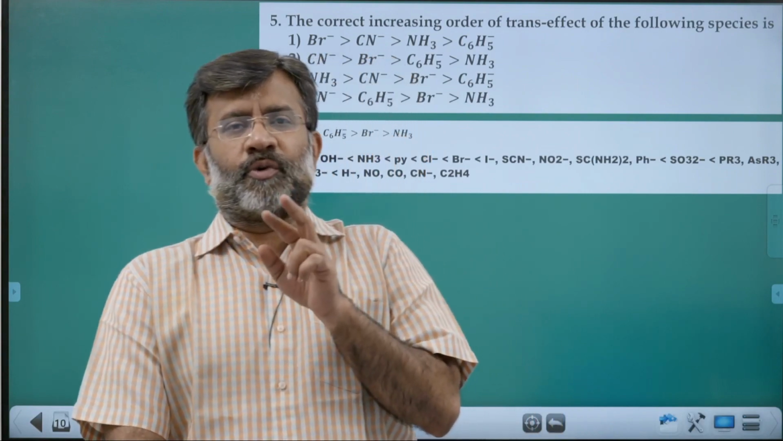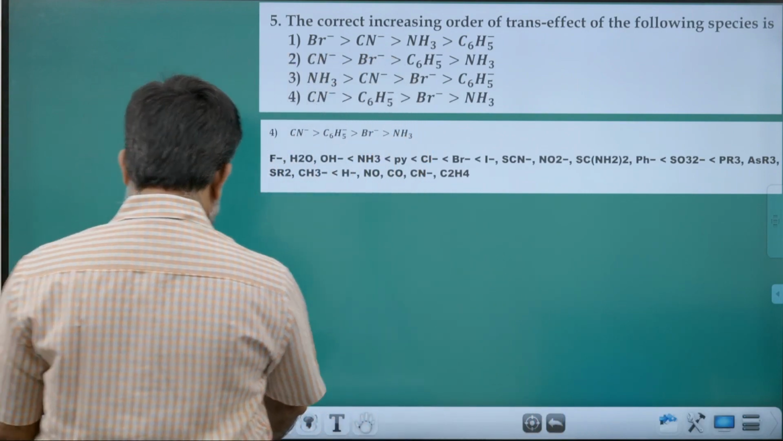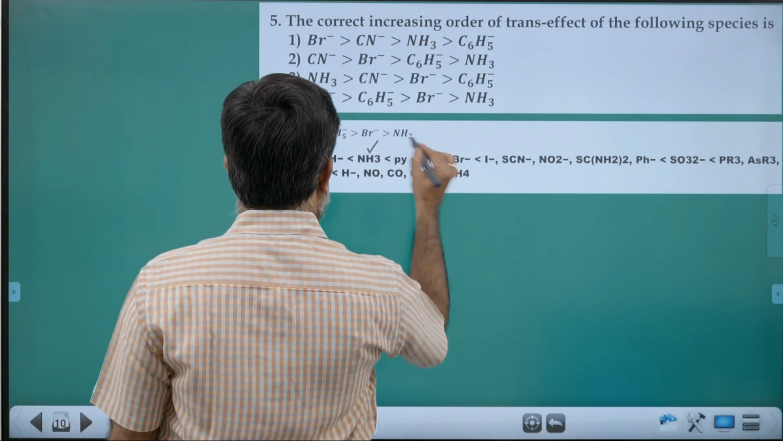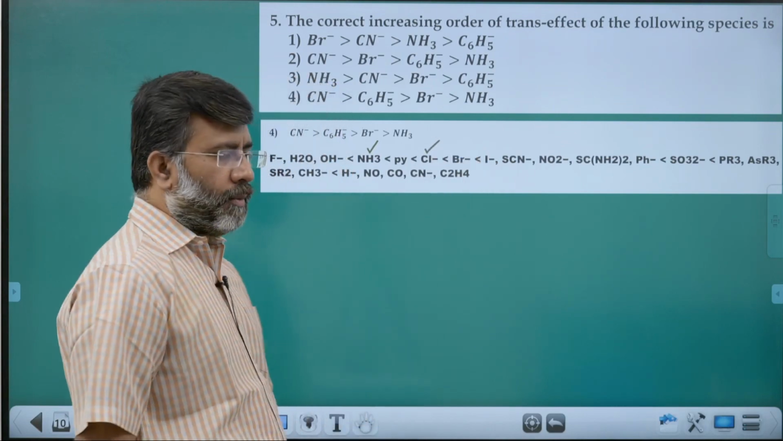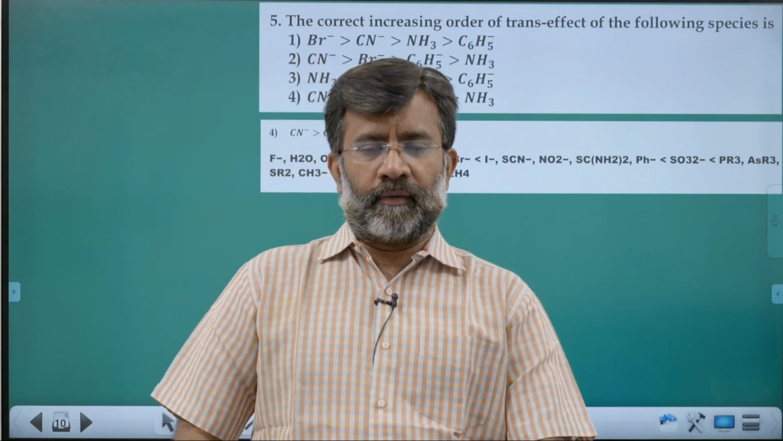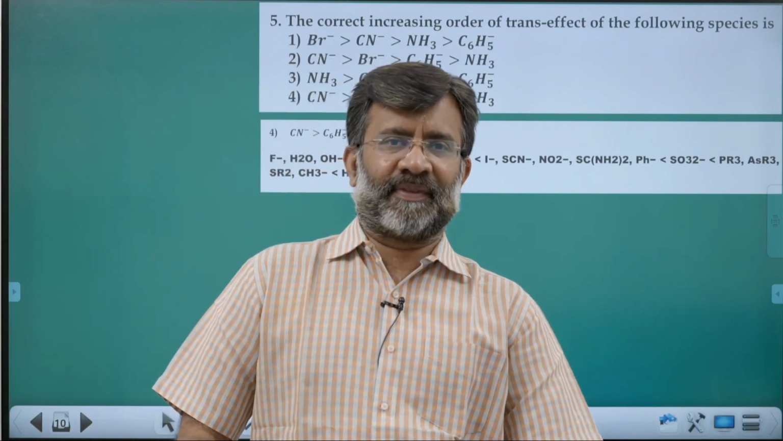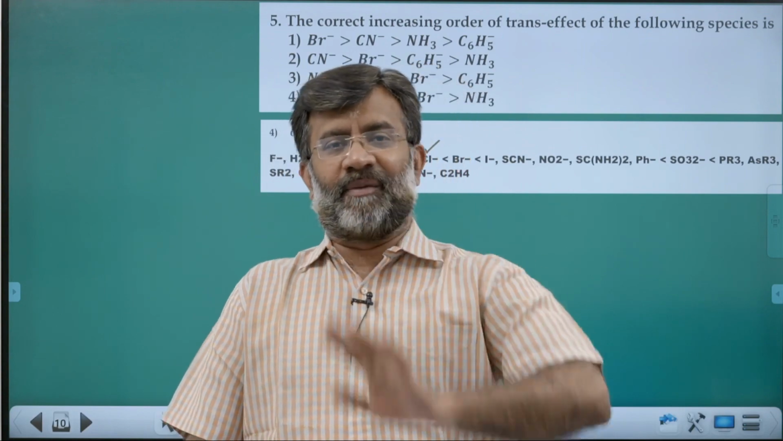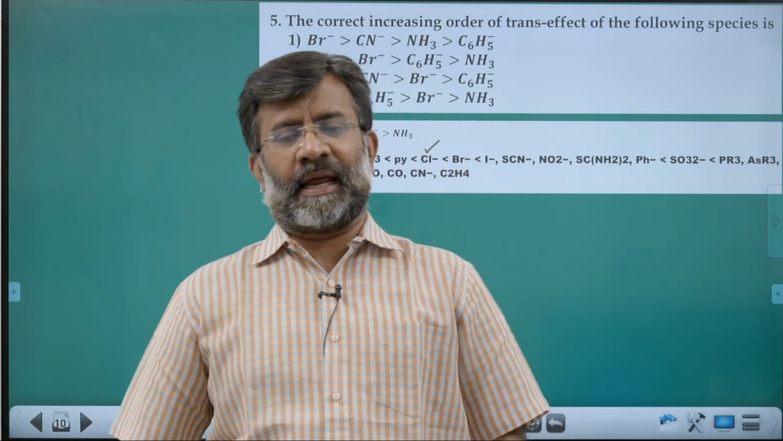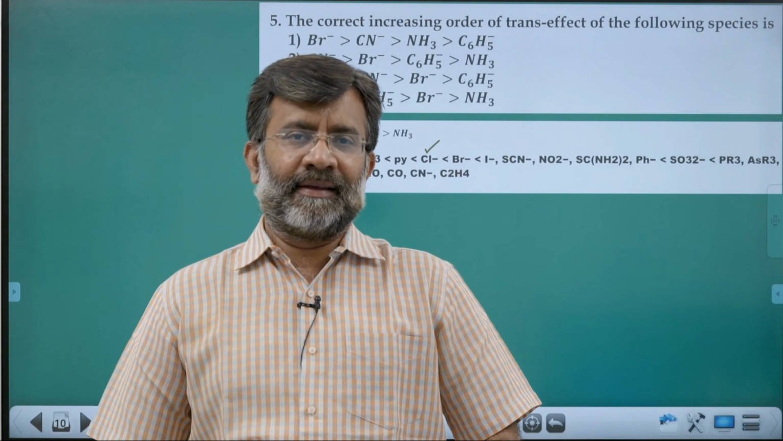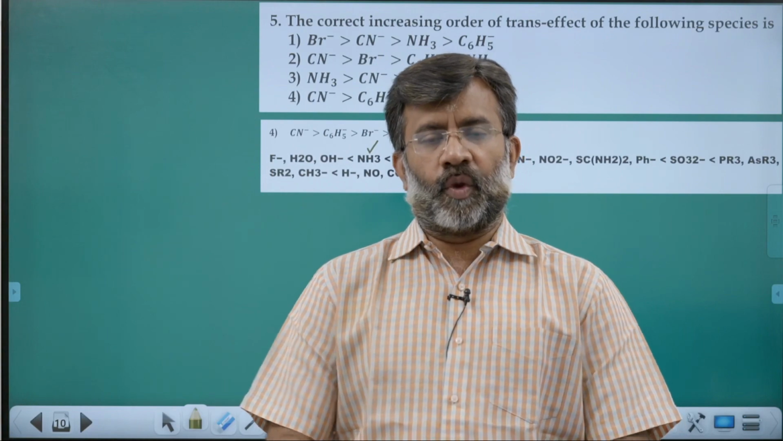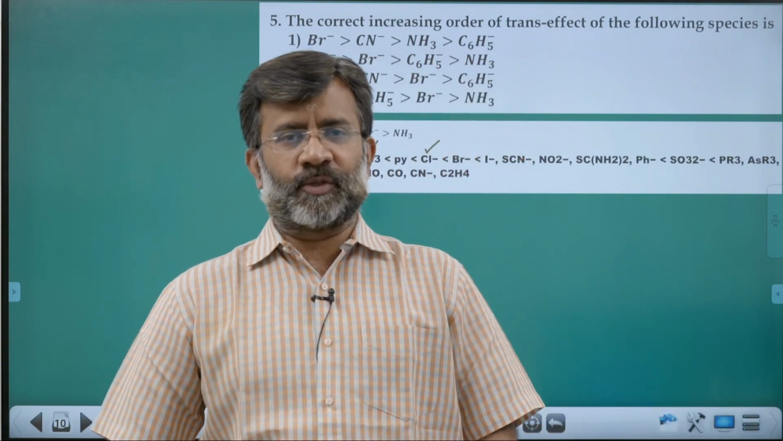Suppose 2 new chlorine are coming. Imagine 2 ammonia replaced by chlorine. The 2 new chlorine will occupy trans position. Suppose chlorine is replaced by ammonia. The 2 new ammonia will come at cis position because the trans effect of chlorine is greater than ammonia. So the one having greater trans effect will come at a trans position. That is the observation.